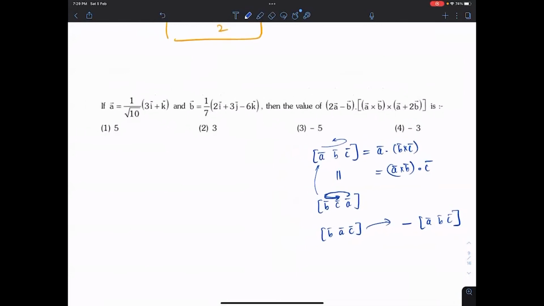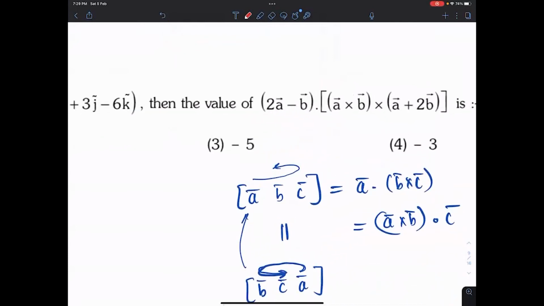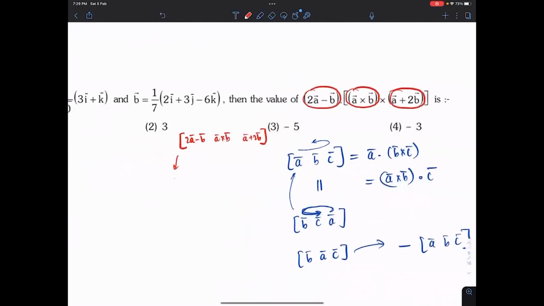Now, for example, whatever they have given, there are 1, 2, and 3. These are the 3 vectors, or not? So can I say that is box of 2A bar minus B bar, A bar cross B bar, and A bar plus 2B bar, like that. And if you need the box product, then you just need to write the vectors in each row. So first row will be 2A bar minus B bar, second row A bar plus B bar, third row A bar plus 2B bar.